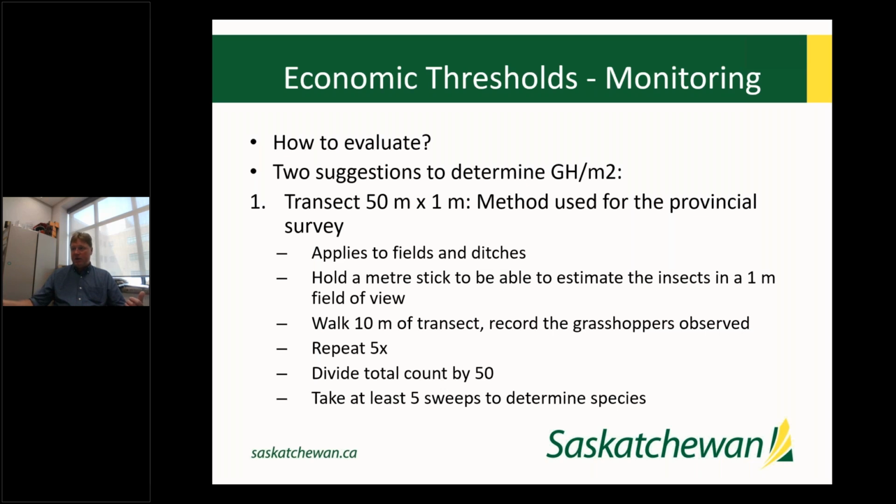50 meter area. So again, you're going to want to monitor multiple locations. Don't make a decision just based on one small set of data. Also take at least 5 sweeps to determine your species, and that'll give you a good indication as to what you're dealing with, because you can have large numbers of grasshoppers in a crop not causing damage.